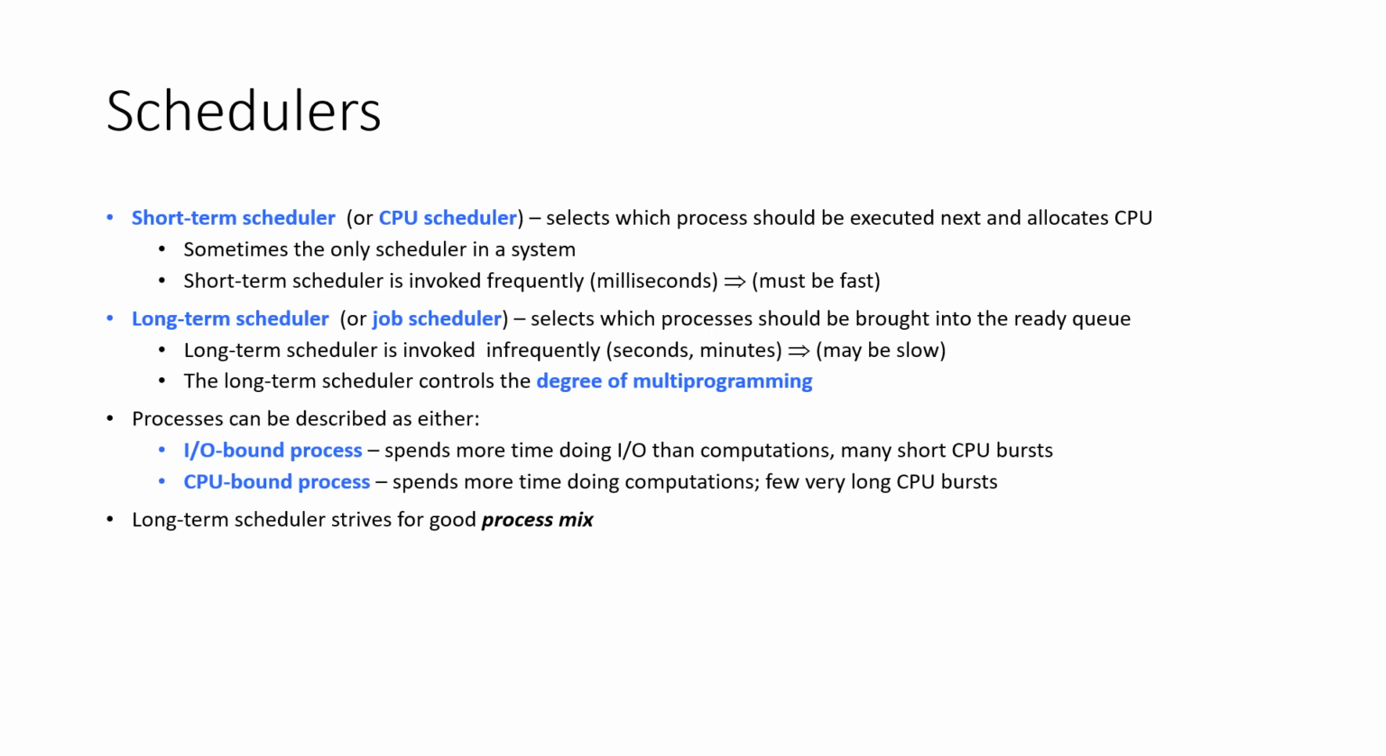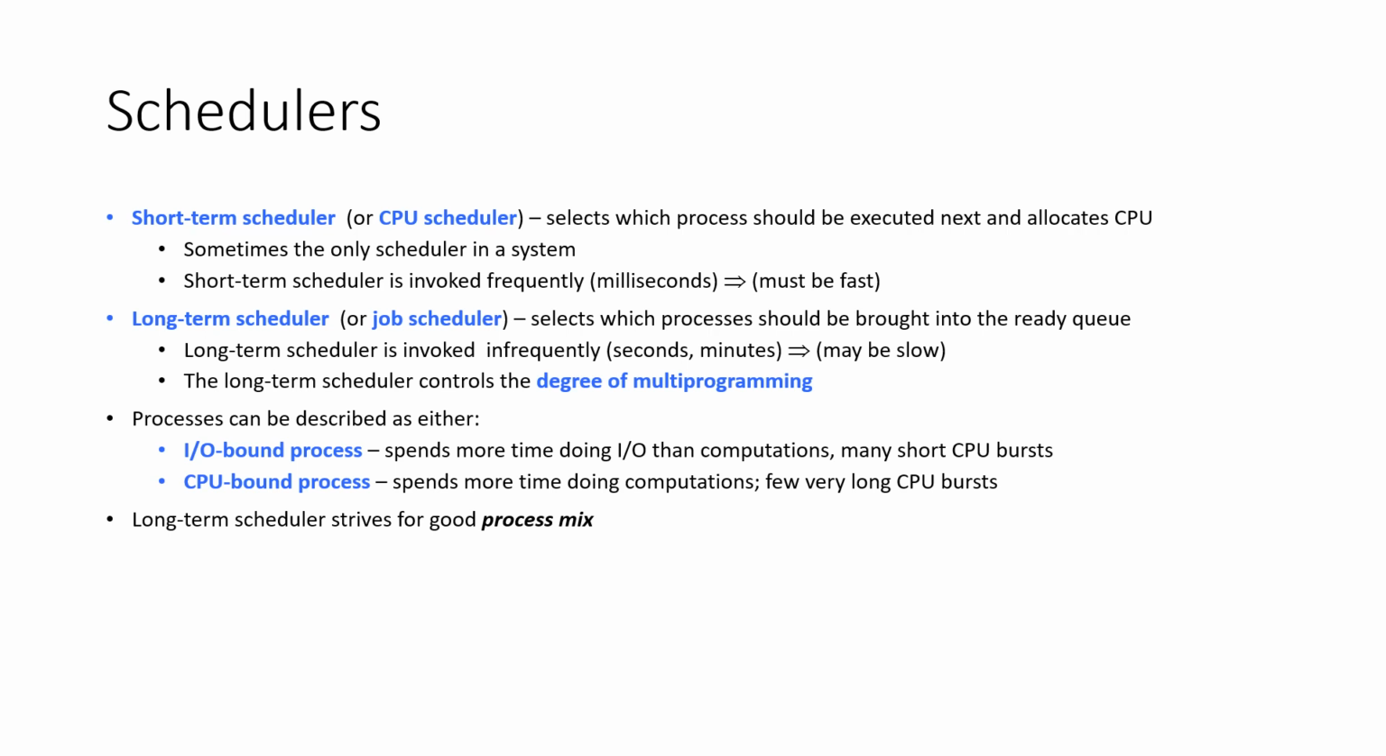A long-term scheduler is invoked infrequently and maybe it will be slow. Long-term scheduler controls the degree of multiprogramming. How many programs you can keep in the RAM and execute simultaneously is called the degree of multiprogramming. Now these processes can be of two types.